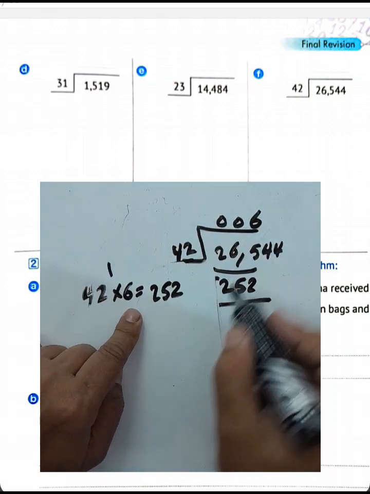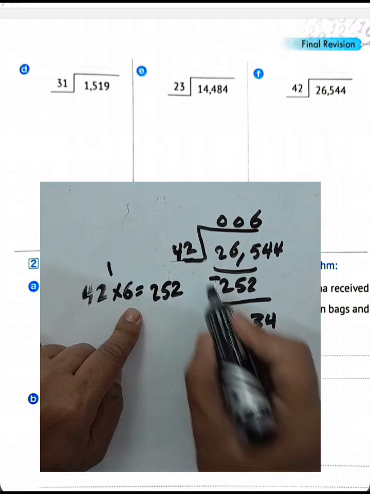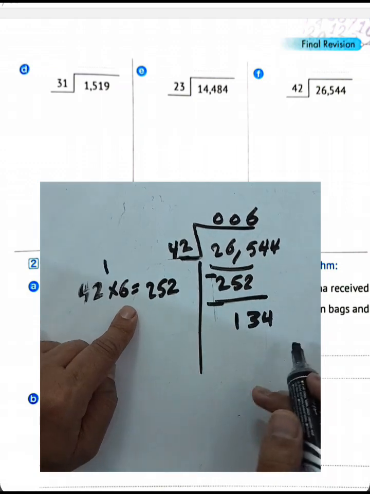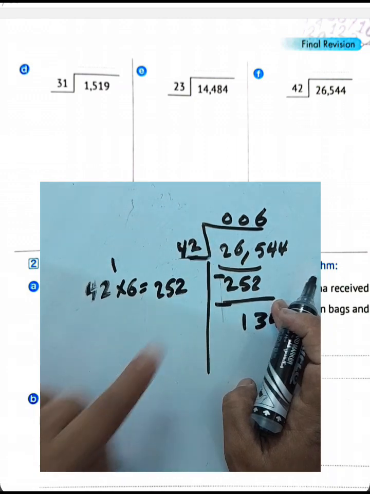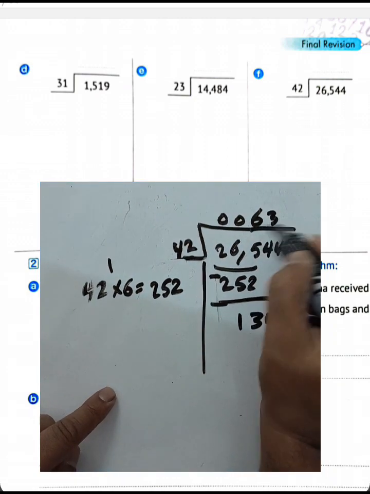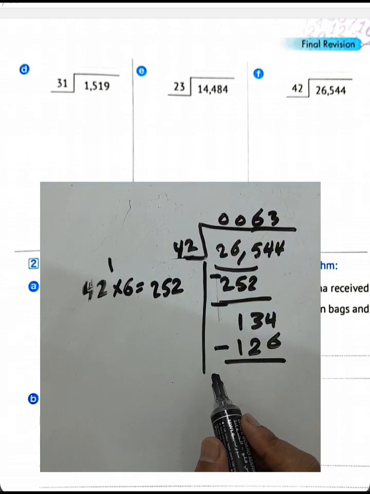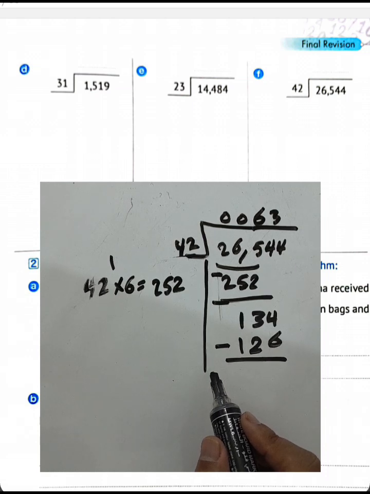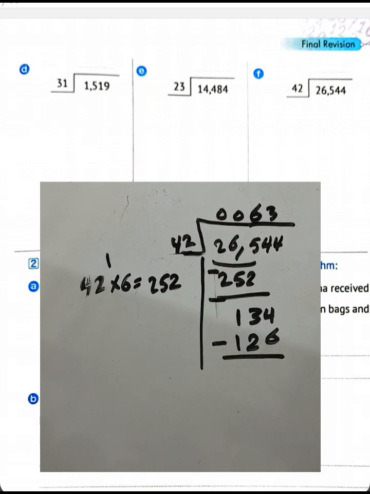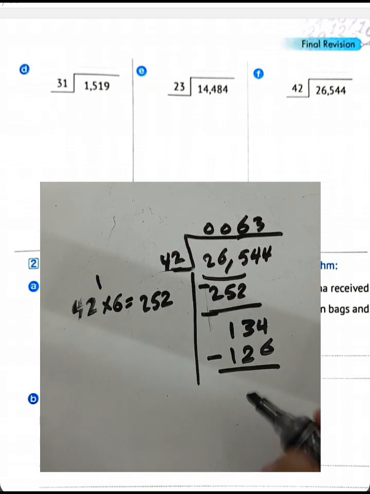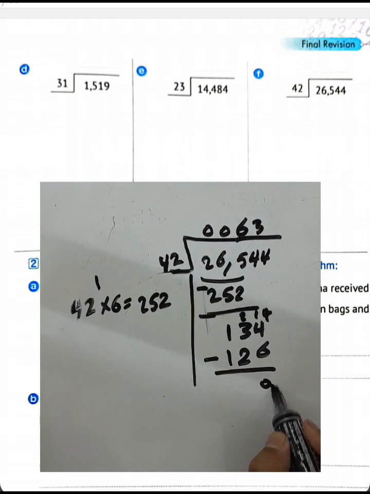Find the difference between the two numbers. 5 minus 2 equals 3. 6 minus 5 equals 1. And then drop 4 here. 134 divided by 42. We estimate digit by digit, and 3 times 4 equals 12, and it is close to 13. Then write 3 outside, and 3 times 2 equals 6. 3 times 4 equals 12. Find the difference between the two numbers here. Again 5 minus 2 equals 3. Then find the remainder. 4 minus 6, we can't do it. Put 1, it will be 14, and 14 minus 6 equals 8, and 2 minus 2 equals 0.